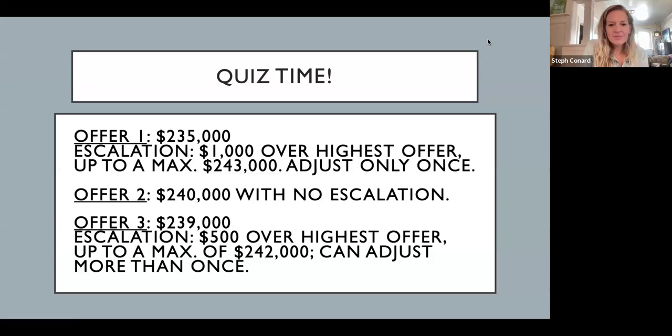Here's an example of a possible scenario with adjusting a purchase price only once, and an offer that adjusts more than once. Offer one is 235. We've got an escalation of $1,000 over the highest offer, up to a max of 243, and they can adjust only once. Offer two is 240 and it has no escalation clause. Offer three is 239, has an escalation increment of $500 over the highest offer, up to a max of 242, can adjust more than once.